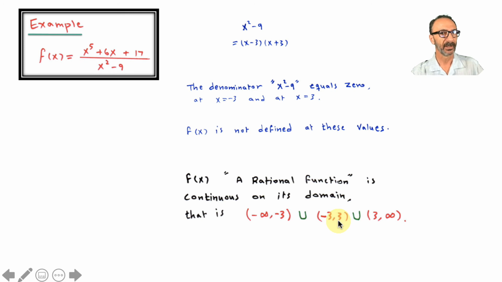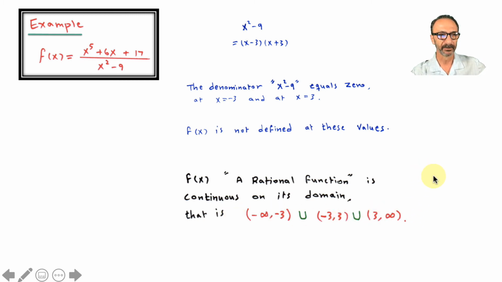Those are not ordered pairs. Those are intervals. So here you stop at negative 3, but negative 3 is not included, and here you start from negative 3 without including negative 3, and you go up to 3. 3 also you stop, not including it, and you go. So that's another way to write it down.